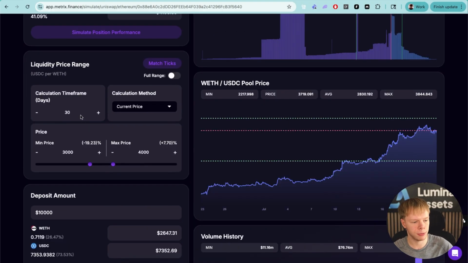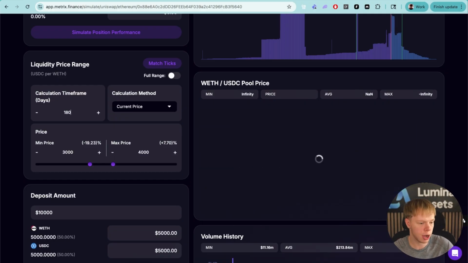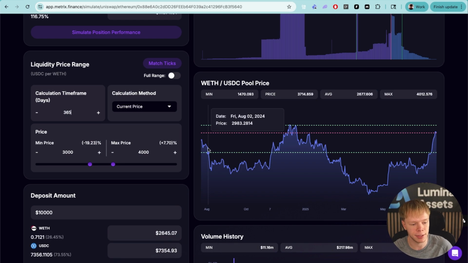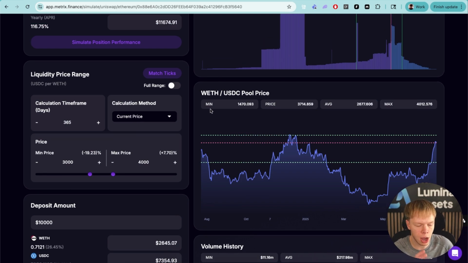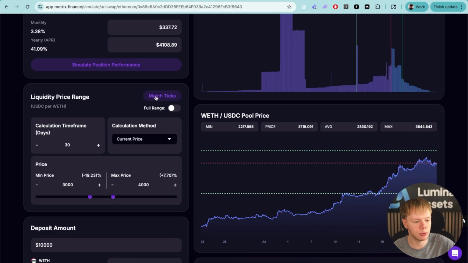Now, one thing about Metrix Finance is you can choose a custom calculation time frame, which chooses how much data is actually being factored in. So whether that be 21 days, 90 days, 180 days, or even 365 days. That adjusts the chart history, but also shows you how much data is being factored in when it comes down to your estimated APR. Metrix Finance also allows you to look at the closest tick to the range that you selected. So by clicking match ticks, you can see it'll adjust to the closest tick for our position.